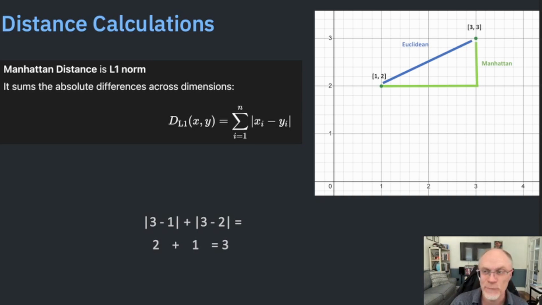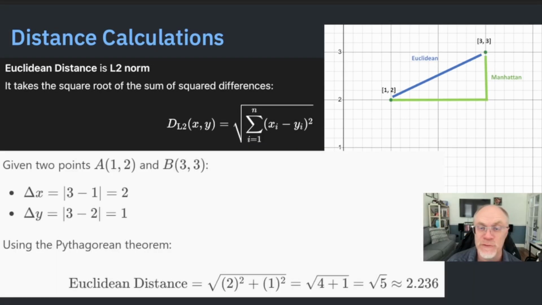Now, if we had reversed the order of the points, because we're taking the absolute value, this would come out to be the same. And that is actually the reason the absolute value is in the formula. So real easy, that's the Manhattan distance. Okay, now the Euclidean distance.